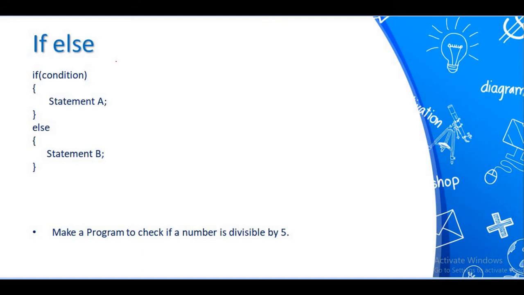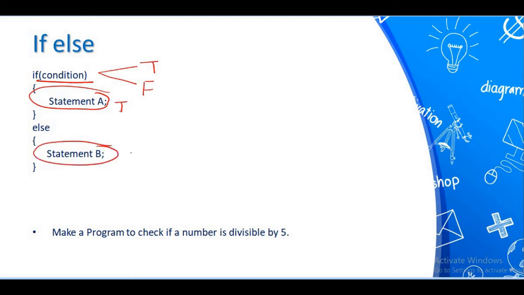Now as we have seen, we can extend the simple if condition to if else. How are we going to extend it? We know that first of all this condition will be evaluated and there are two possibilities, either the condition will be true or the condition will be false. So if the condition is true, then we are going to execute this statement A, and if the condition is false, then we are going to execute the statement B. Got it? So this is the if else statement.